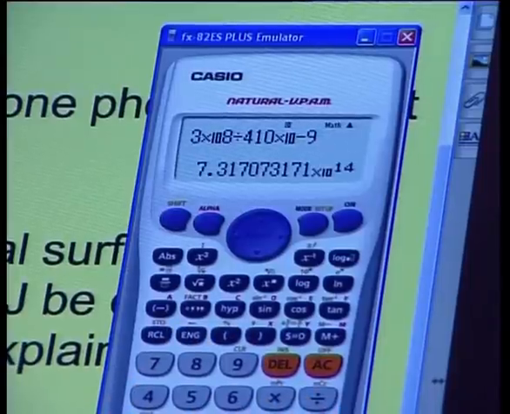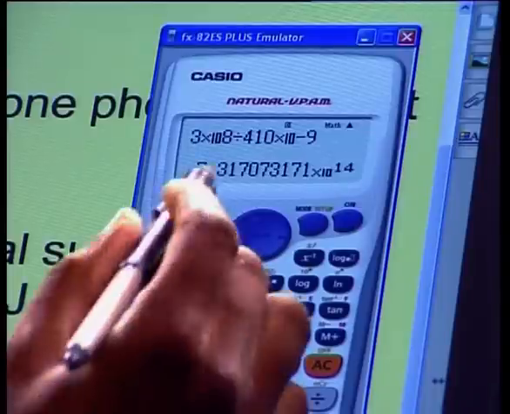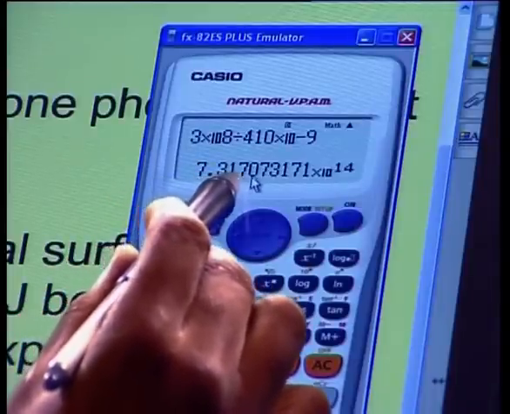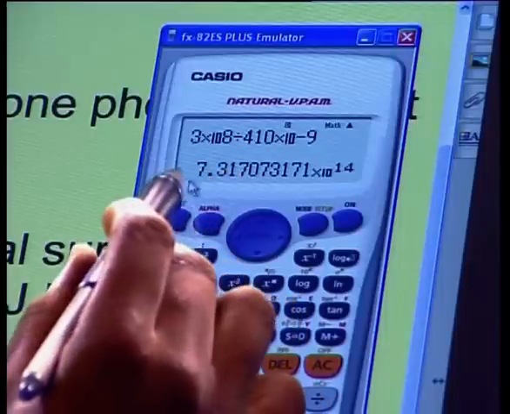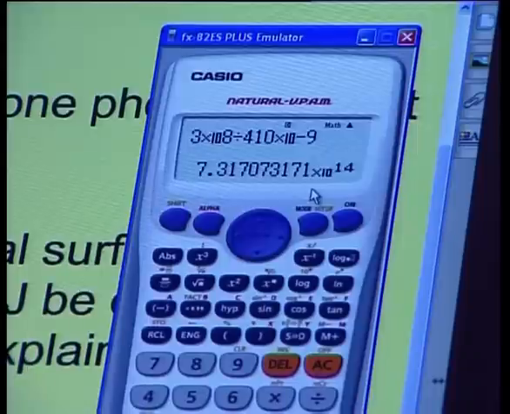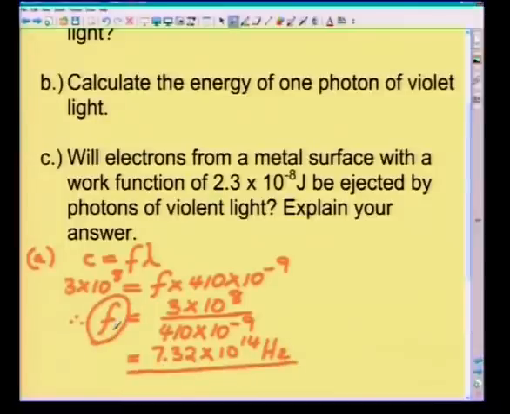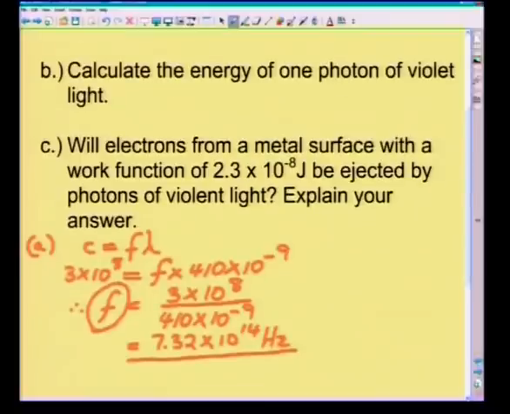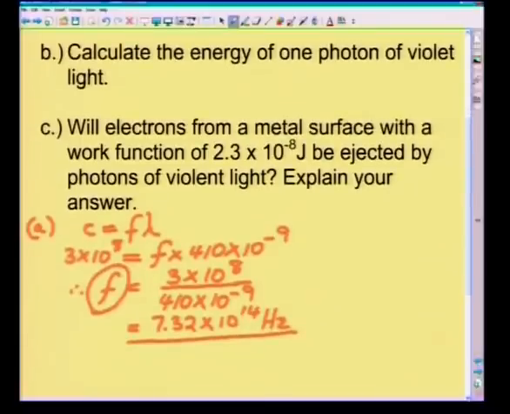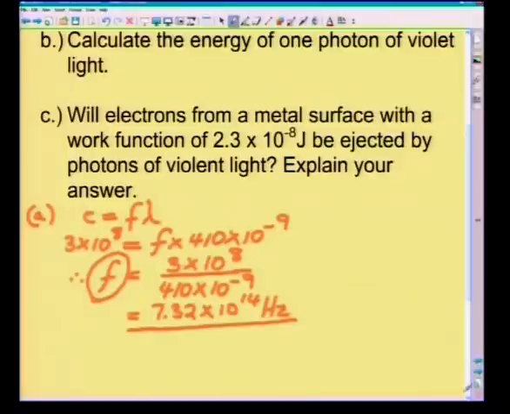What is the answer? The answer is 7.31, and just after the 1 I've got a 7, so rounding it off, it will be 7.32 by 10 to the power 14. So my answer is 7.32 by 10 to the power 14 hertz. I'm putting the unit hertz because I'm calculating for frequency. So that is the frequency of ultraviolet light.